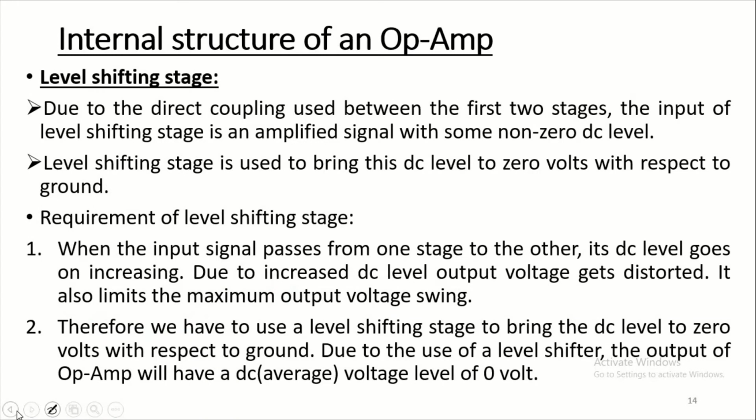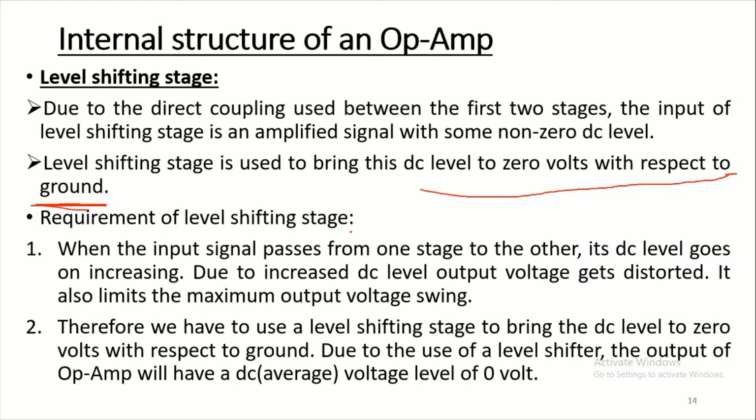The next is the level shifting stage. It is a most important stage for the op-amp. Due to the direct coupling used between the first two stages, the input of the level shifting stage is an amplified signal with some non-zero DC level. The level shifting stage is used to bring this DC level to 0 volts with respect to ground.